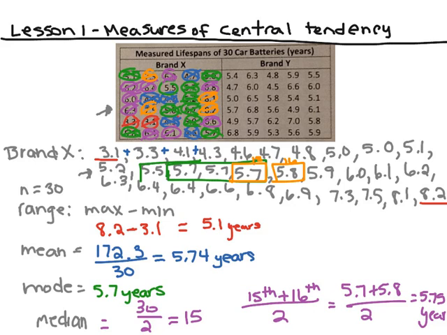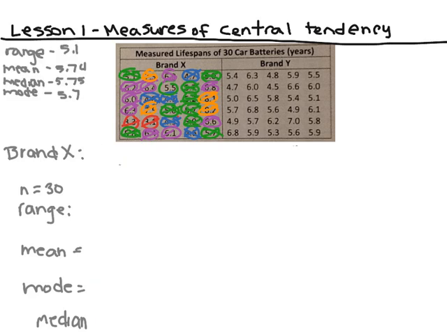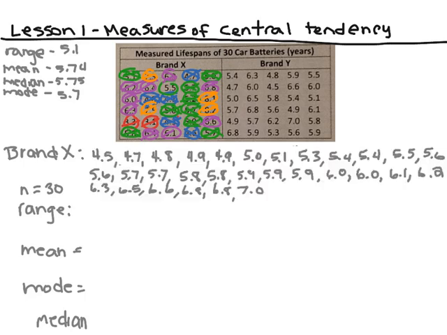Now we have to do the second brand so we can compare them. So when we start doing brand Y, you're going to put the numbers in order from least to greatest. And what I want you to do is pause the video and try to do that yourself. And then when you take the pause off, I'll put the numbers back on and you can check to see if you did it right. But I want you to try on your own first. Okay, here they are in order.